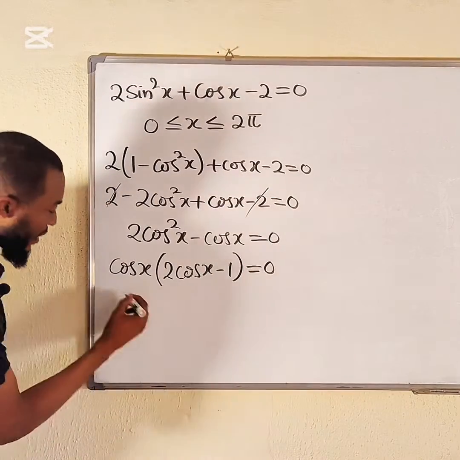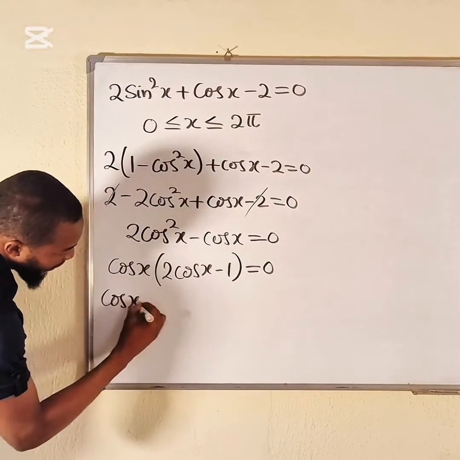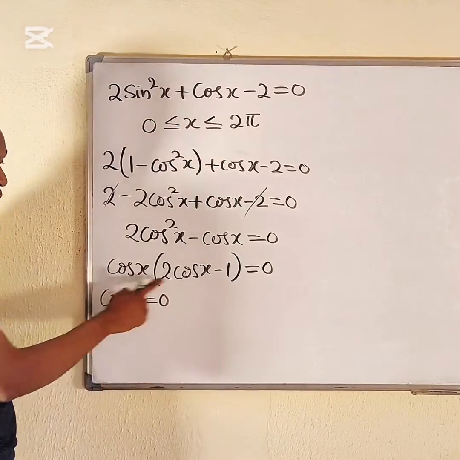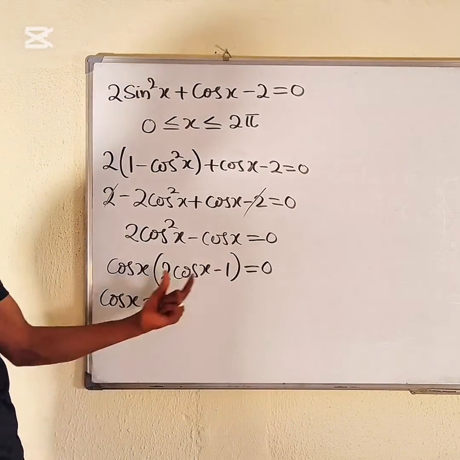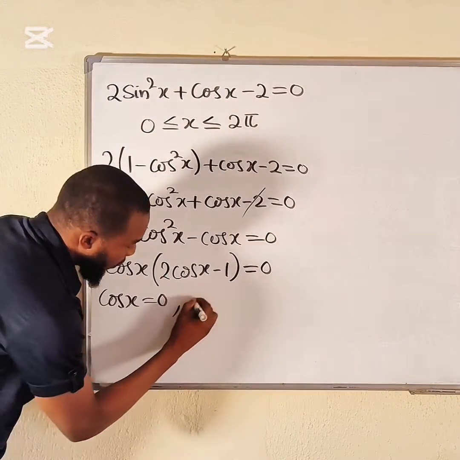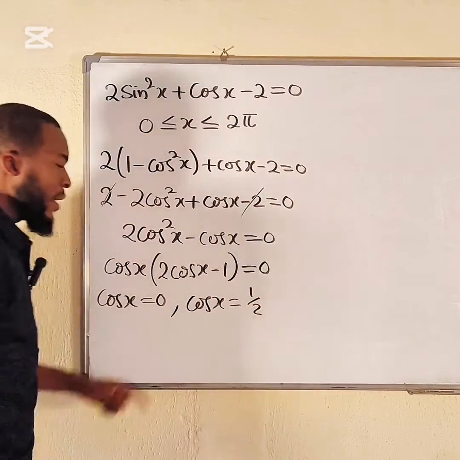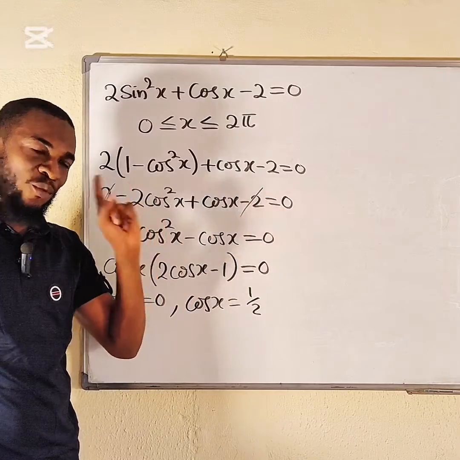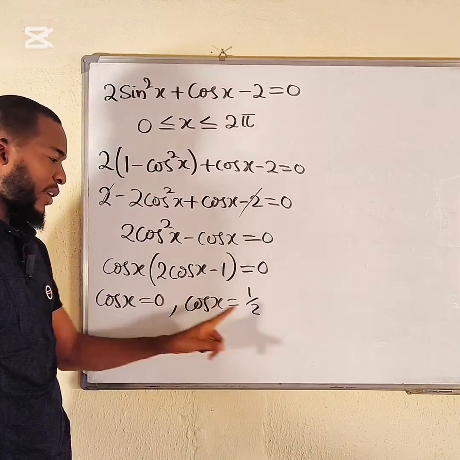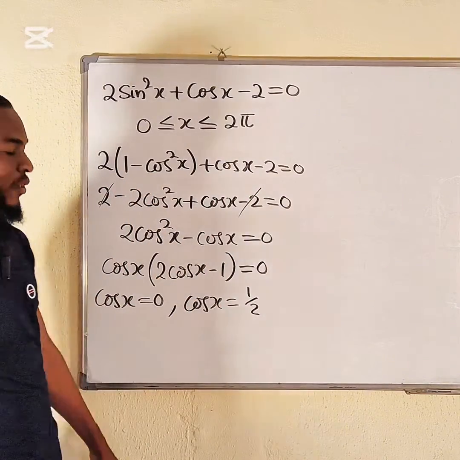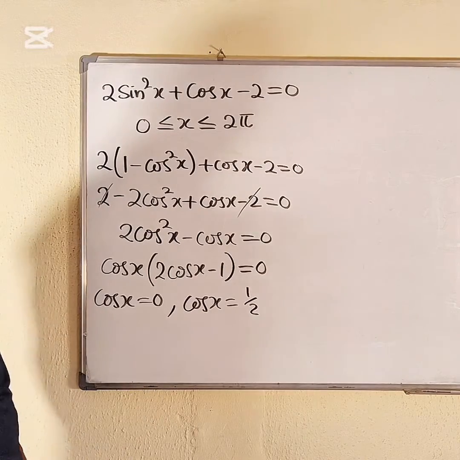It implies that either cosine x equals 0 because we have 2 factors, or cosine x equals 1 over 2. As negative 1 crosses over, it becomes positive 1, then you divide by 2. So you have this. So we are going to solve these 2 equations.